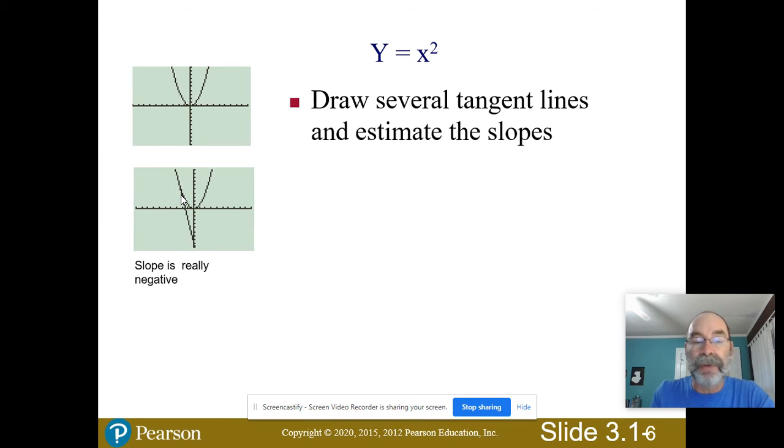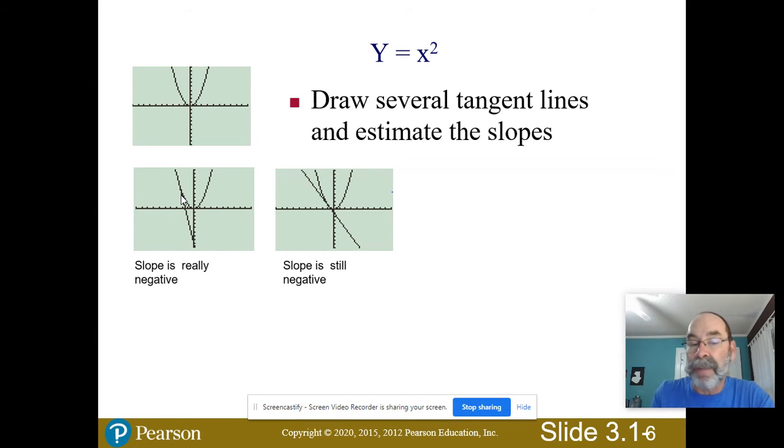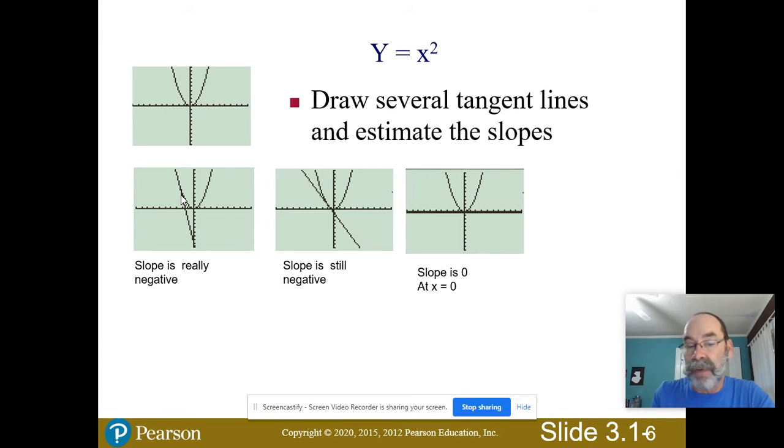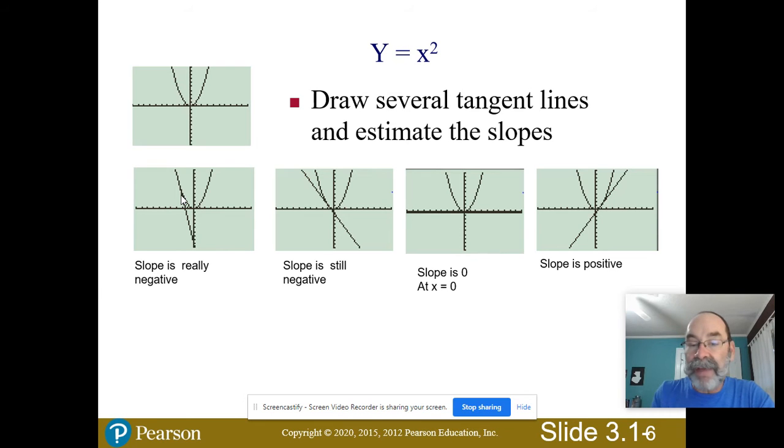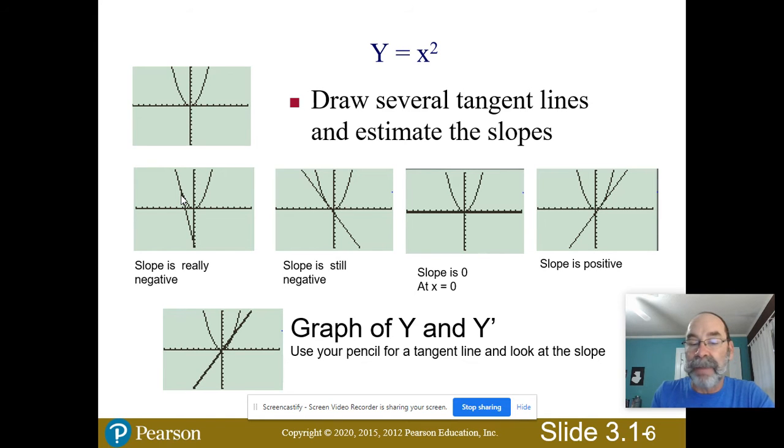Now, as we move in closer to the origin, what's going to happen to our slope? It's still negative, but we're getting closer and closer to 0. What happens at the bottom of the bowl? Our slope is 0. Then if we start moving up the sides, like at x equals 1, x equals 2, and x equals 3, you'll notice the line is getting steeper and steeper, but it's positive. When we go to graph that, it's going to look something like this. That's the graph of the original function and the derivative.